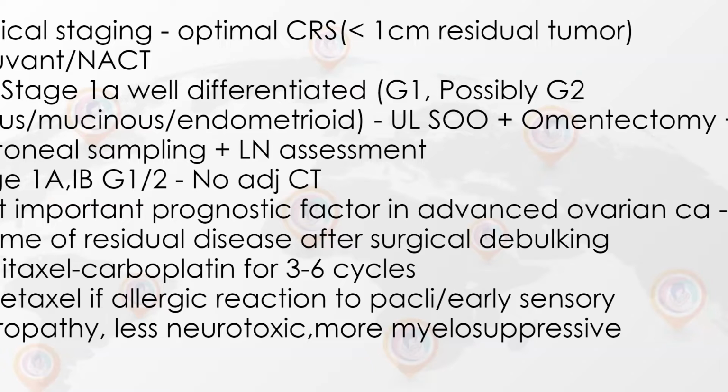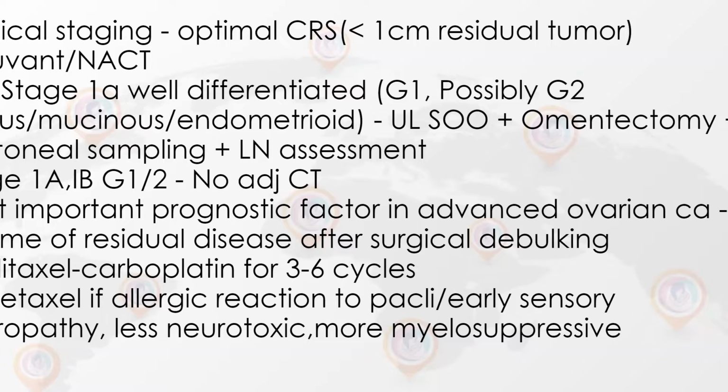If you think that you will not be able to achieve something known as optimal CRS, then we usually opt for neoadjuvant chemotherapy followed by surgery followed by adjuvant chemotherapy. So 3 cycles of NACT followed by interval debulking surgery followed by 3 cycles of adjuvant chemotherapy.